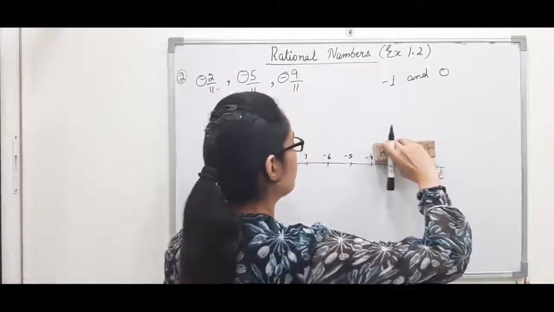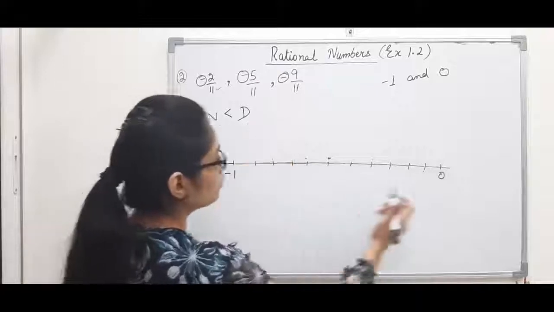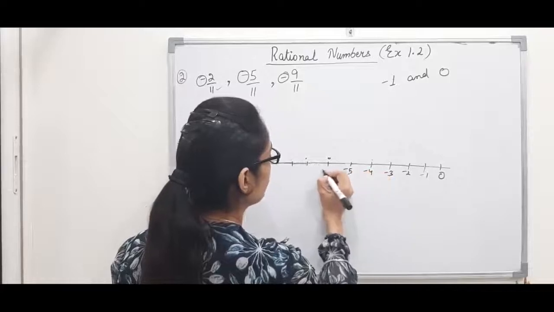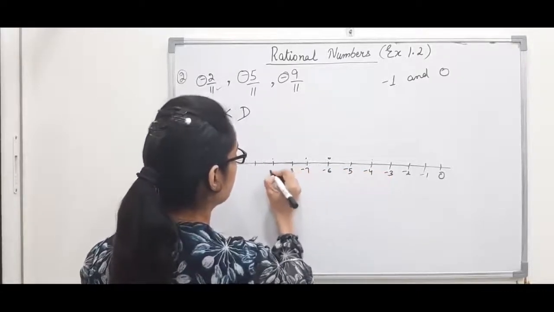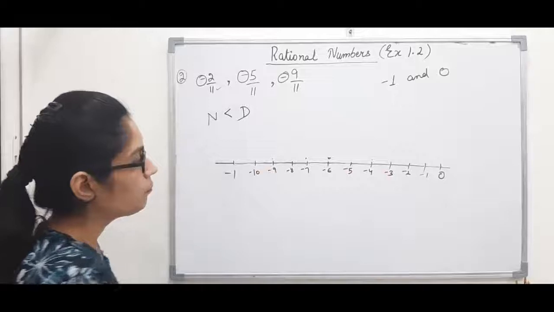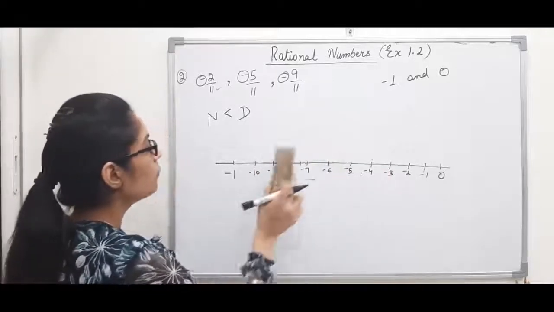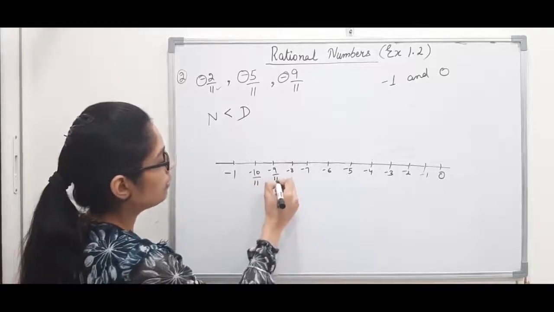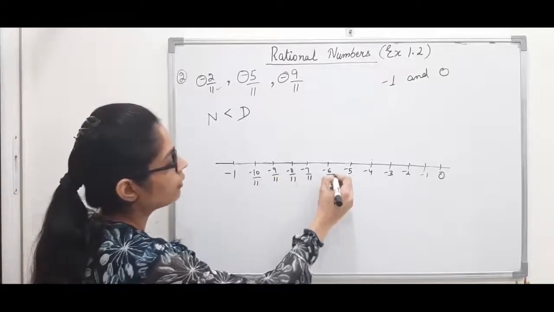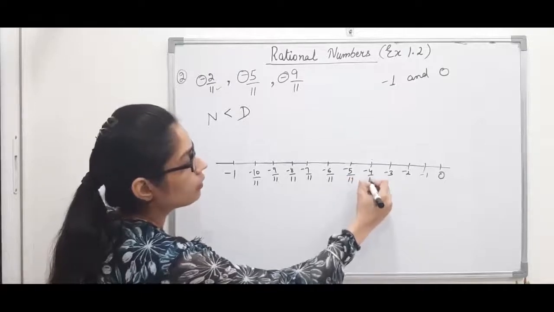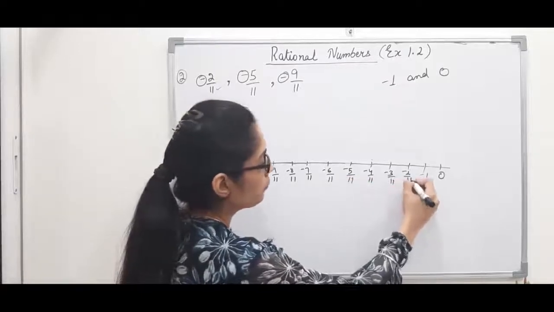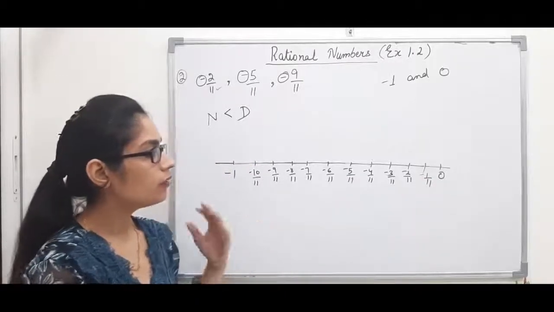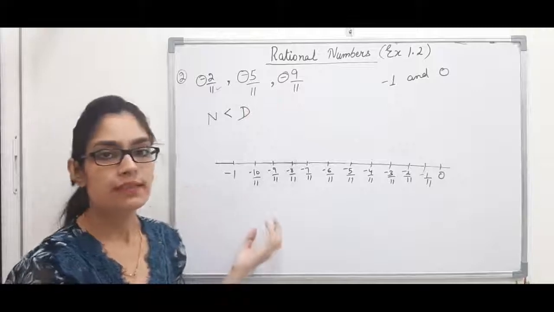I will just write below. So here I'll write -1, -2, -3, -4, -5, -6, -7, -8, -9 and -10. So this is how I will do it. Now I will write all the numbers in fractional form, with denominator equal to 11 on all the numbers.